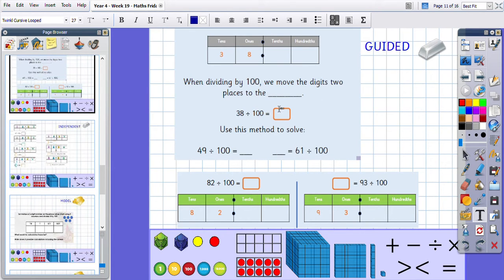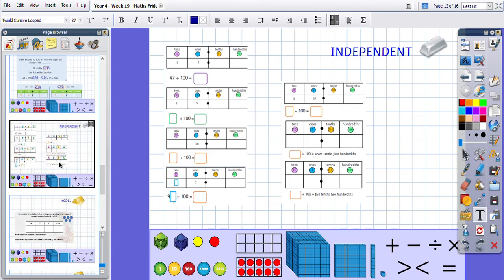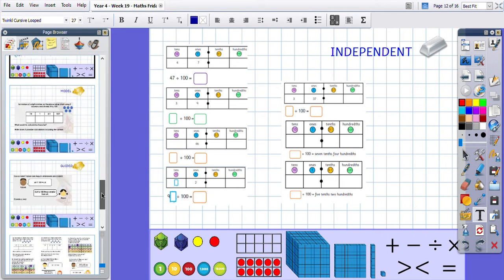Okay then, so we know that we move our digits to the right and our answer should have been 0.38, 0.49 and 0.61, and finally 0.82 and 0.93. Well done if you got those correct. So again, your silver questions are on the website to have a go at independently.